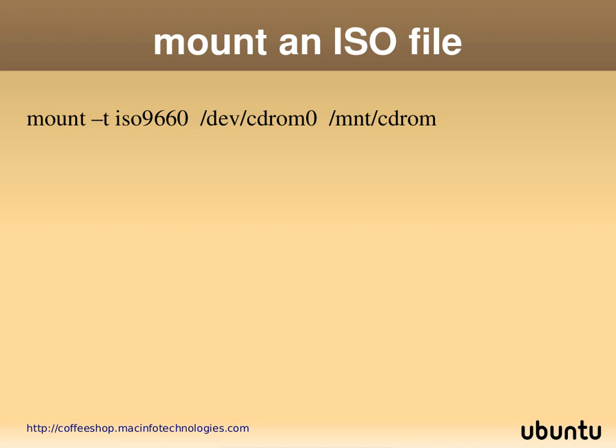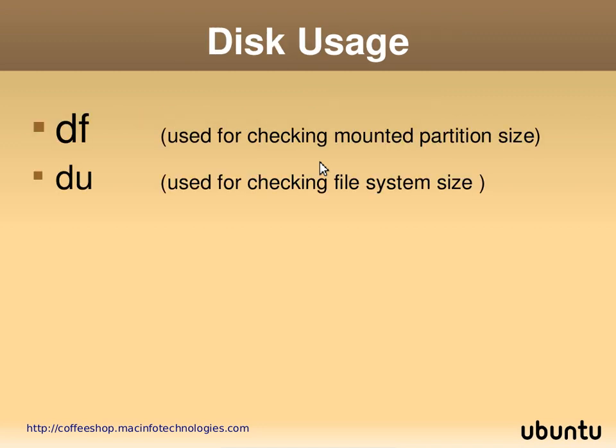We'll see exactly how to mount a file in the upcoming videos, in the next video actually. Before we wrap up this video, we have two useful commands. df is used to check the mounted partition size, whatever partition is mounted to the operating system. And du is used to check the file system usage. For example, if you are under the folder /home/mac and want to check the size of the folder, you can go inside the folder, type du and press enter. We'll see this in the next video.